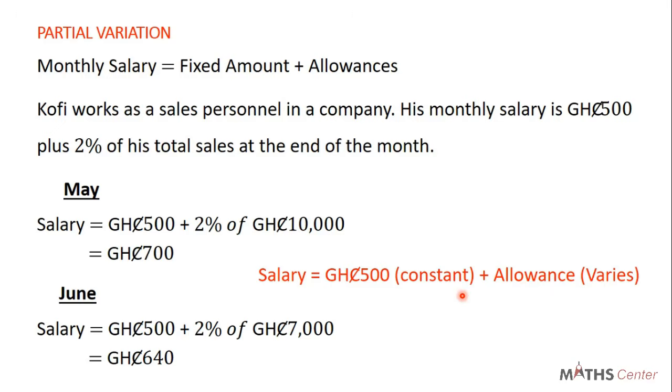If you have such a relationship where one part is a constant and the other part keeps on changing, that type of relationship is referred to as a partial variation. So here, Kofi's salary depends on one, the constant, and two, the allowance that keeps on changing. This variation in the allowance can either be a direct variation or an inverse variation. So we are going to consider both cases.